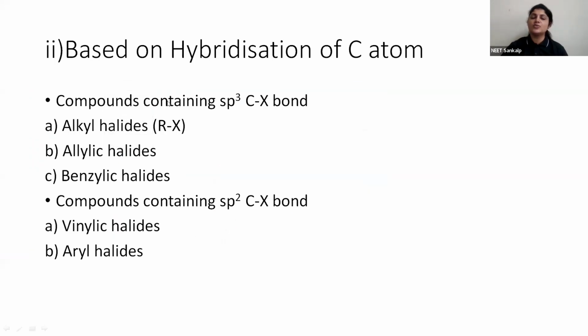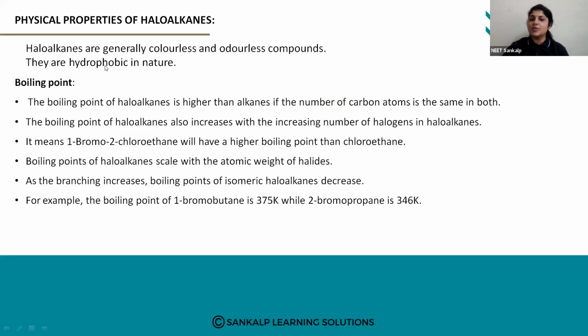Next was classification based on the hybridization of the carbon atom. The compounds containing an sp3 C-X bond are alkyl halides, allylic halides and benzylic halides. These are examples where the carbon in the C-X bond is sp3 hybridized. Then compounds containing an sp2 C-X bond are vinylic halides and aryl halides. This is the classification.